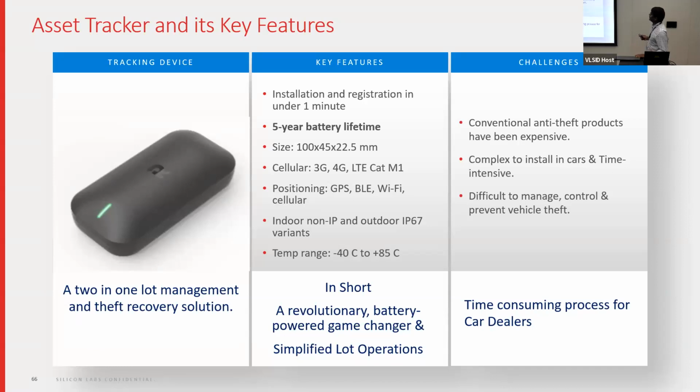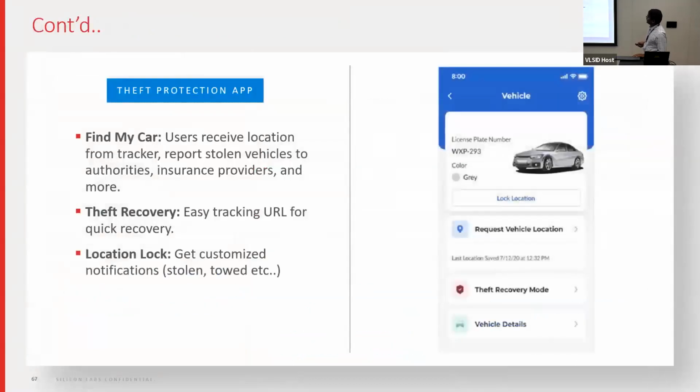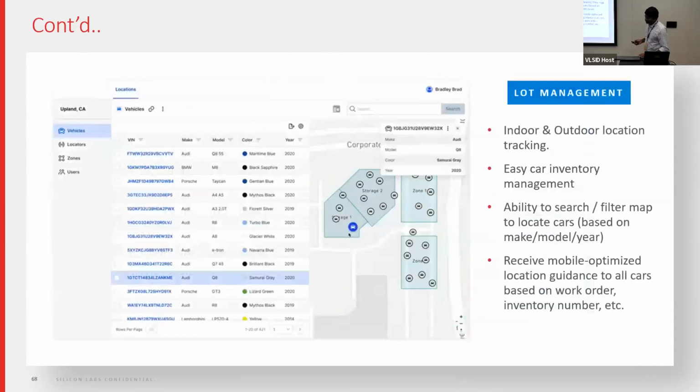One is anti-theft of the products, and also it is very complex to install. This device is very easy to install, and it is also difficult to manage and control vehicle theft. For all these things, he had also created one theft protection app with which he can locate and find out where that particular car is.